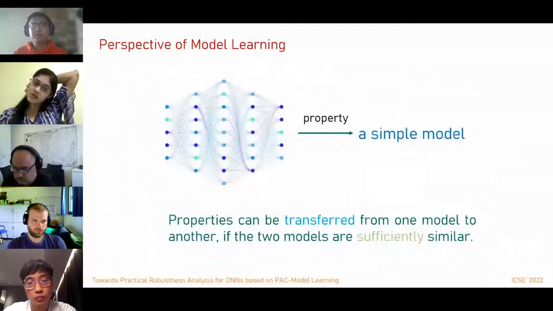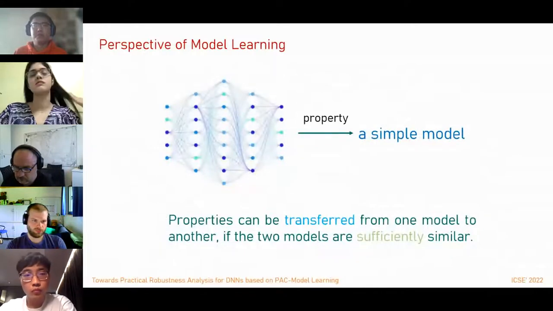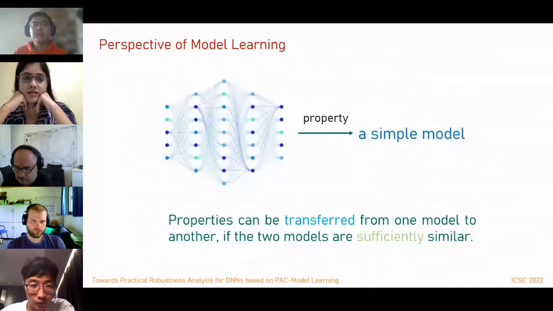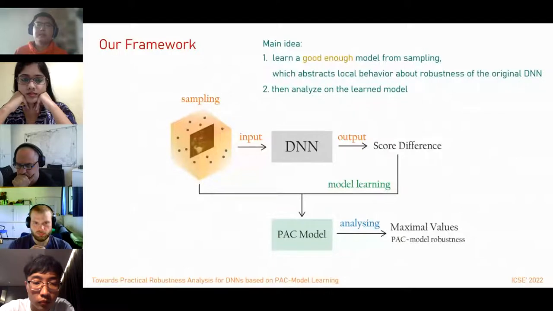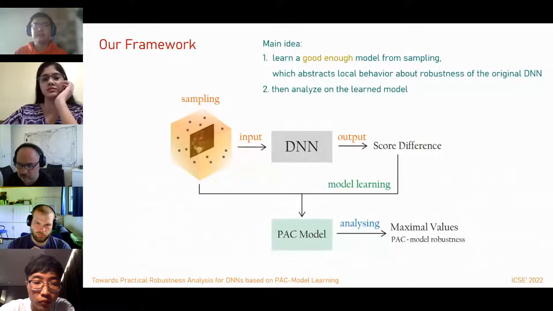So what we do is to solve the problem from the perspective of model learning. Imagine a surrogate model which is extremely similar to the original DNN. If we can verify the robustness of the surrogate model, we may transfer the property to the original DNN. Here, we present our framework. The main idea of our paper is to learn a good enough model which abstracts low-cost behavior about the robustness of the original DNN, then analyze robustness on the learned model.